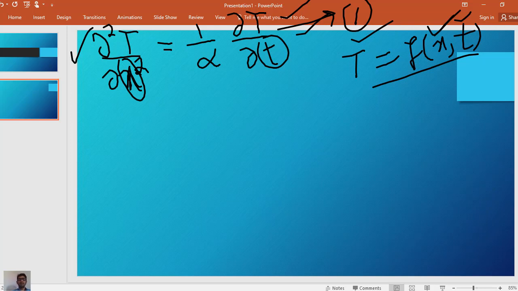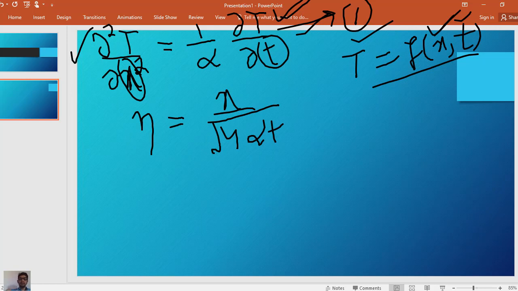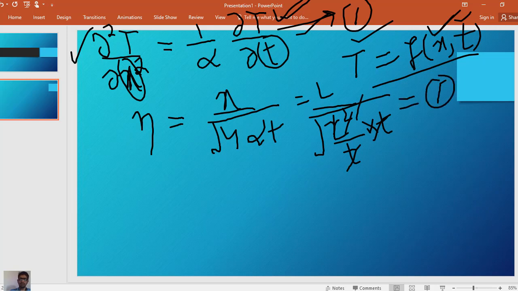So in this example we will also use dimensionless analysis, which will help us to solve this second order partial differential equation. So let's see, we will use a dimensionless number which is called the similarity variable, denoted by eta, which is equal to x divided by the square root of 4 alpha time. This is a dimensionless number. If you check its unit, x is length in meters, and the unit of length squared cancels with time. It is a dimensionless number.